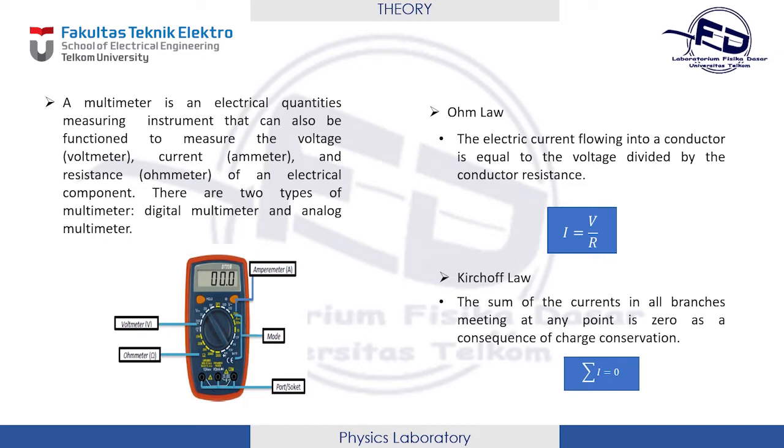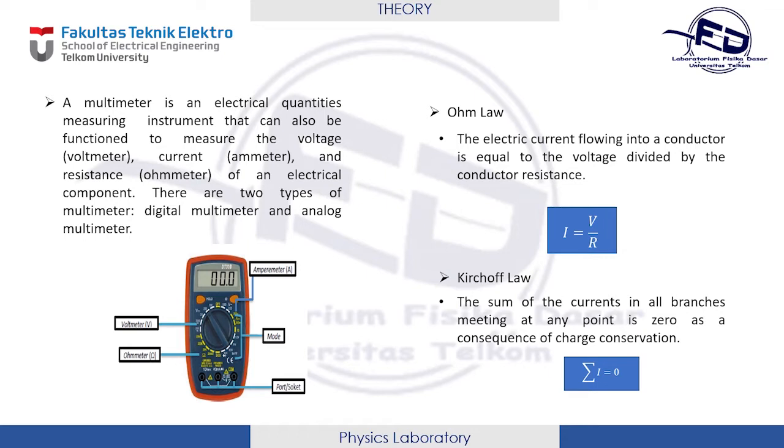Next, Ohm's law. The electric current flowing through a conductor is equal to the voltage divided by the conductor resistance. Current equals voltage divided by resistance. The other formulas: voltage equals current multiplied by resistance, and resistance equals voltage divided by current.